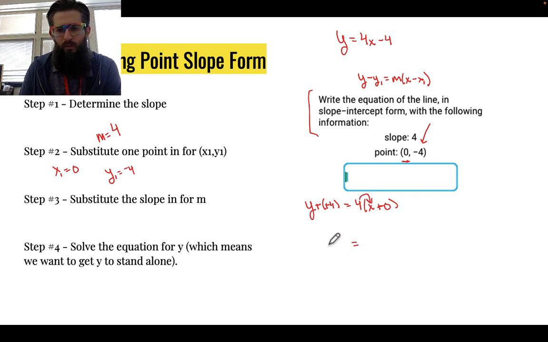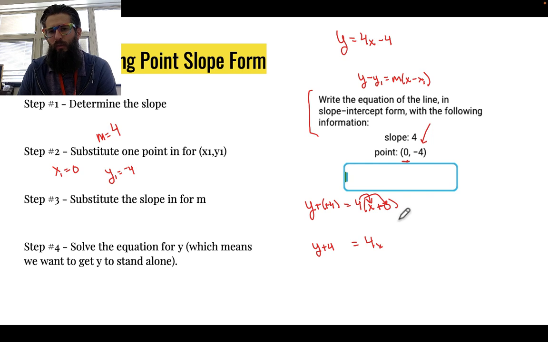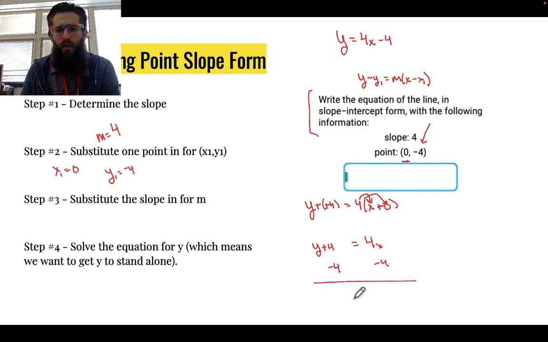Actually, let's clean this up a little bit. So we've got y plus 4 is equal to 4x. We could say plus 4 times 0, but we know 4 times 0 is just 0, so we can leave it as is. Now if we want to write this in slope-intercept form, we want to isolate the variable, and we can do so by subtracting 4 from both sides of the equal sign. So now we've got y is equal to 4x minus 4.